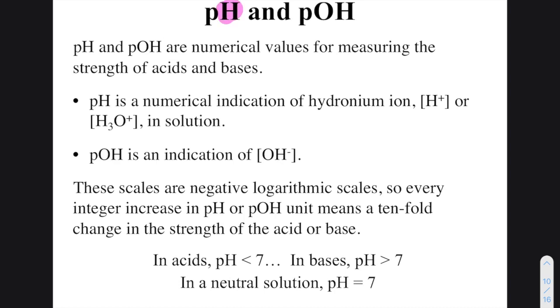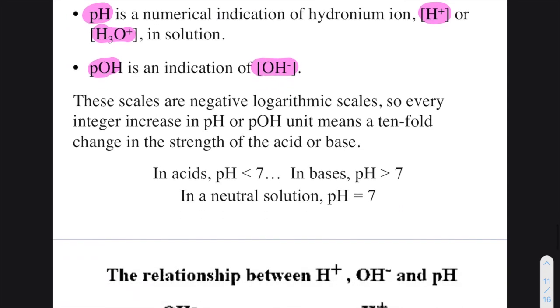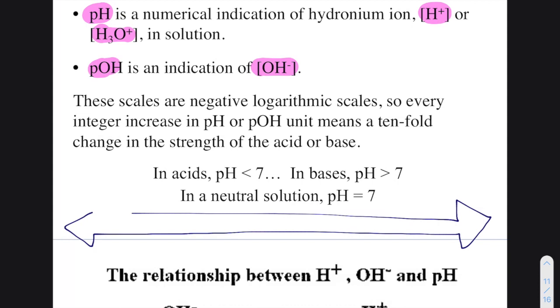So if you look, you have the H and you have the OH. You have the H plus and you have the OH minus component. But it's just giving a numerical value to the strength of acids and bases. pH deals with the hydronium ion, H3O plus. pOH deals with hydroxide. So we have a scale, and I'm just going to draw kind of an arrow timeline, if you will, or a trend line down here.